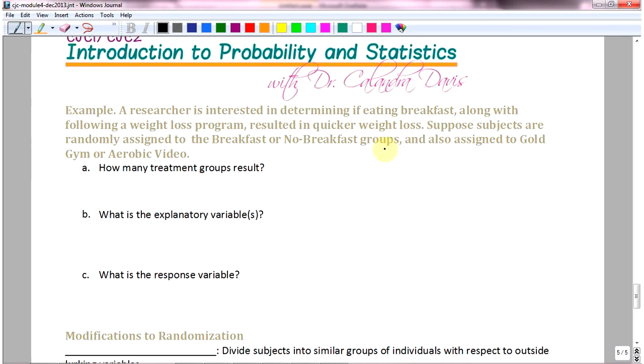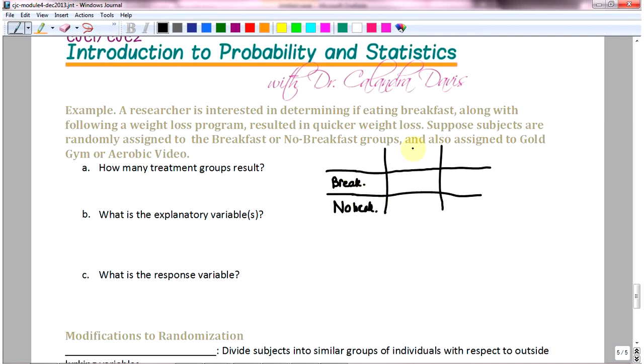Well, we can make a table to help us visualize it. So we see that we're dealing with two factors here. One is whether participants eat breakfast or they don't eat breakfast. And then within those groups, we're going to have people that go to Gold Gym or people that are doing the video. So we see that the number of treatment groups we end up with is a total of 4.